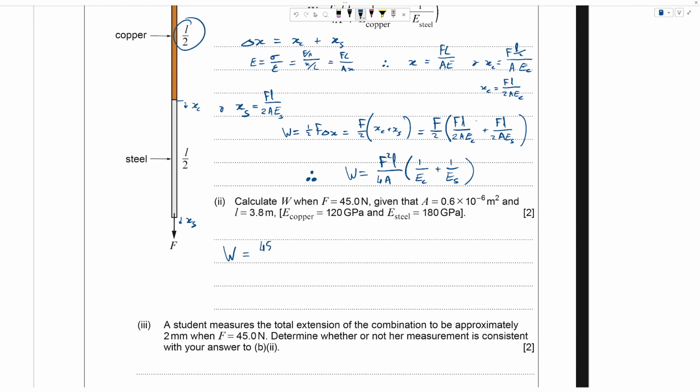So 45 squared multiplied. Just check the units in a question like this, just make sure the units are what you're expecting. I mean, not just a question like this, that is always a good thing to look for. Just make sure the units are what you think they are. This cross-sectional area is in square meters, but it's always worth double checking that sort of thing, because those are easy marks to throw away. So F squared times L over 4A, and that's going to be multiplied by 1 over, these are gigapascals, so times 10 to the 9.